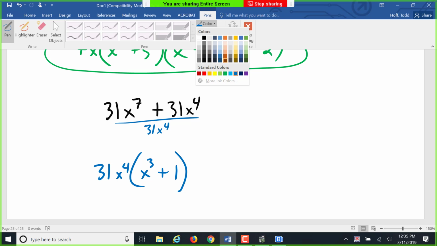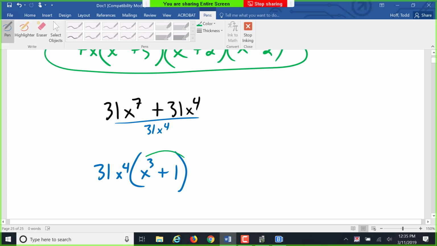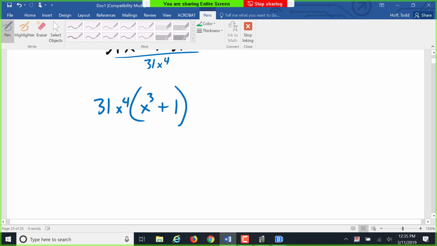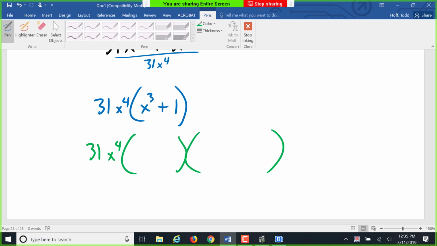Now you're probably suspecting that we're not done yet. What can we still do with that? That's the sum of a perfect cube. Remember, for squares, we can only factor it if it's a difference of perfect squares. But for cubes, we can factor either one, the sum of the perfect cubes or the difference of perfect cubes. Do you remember the pattern?